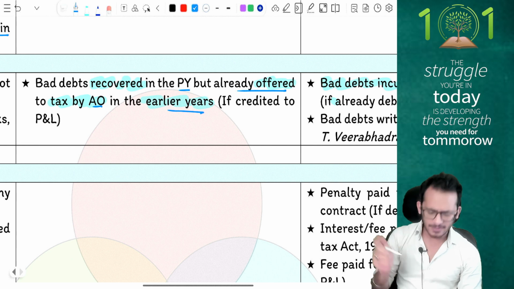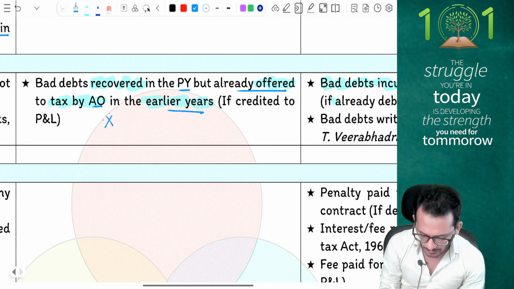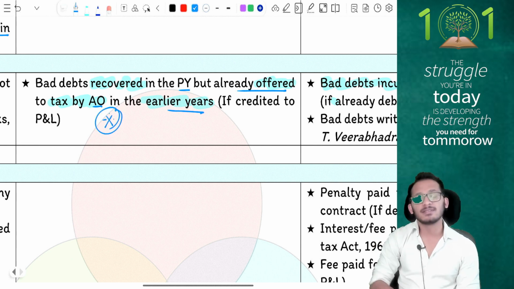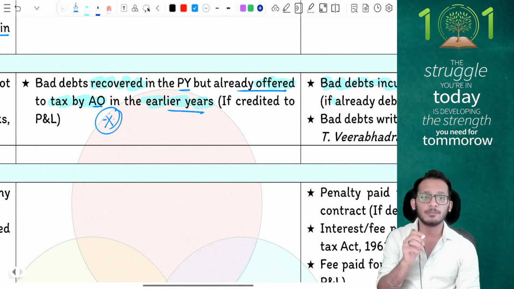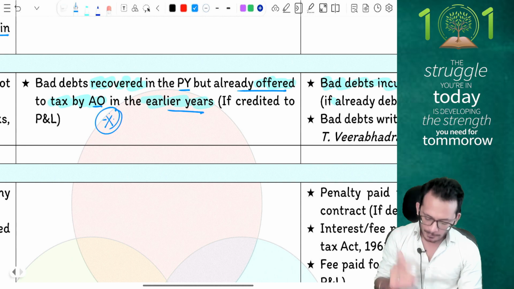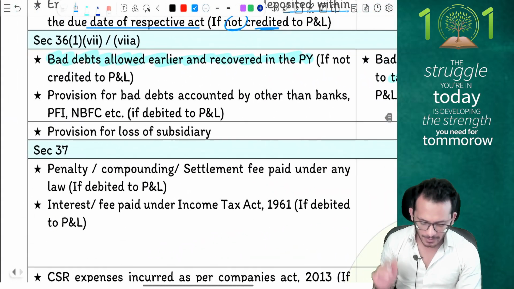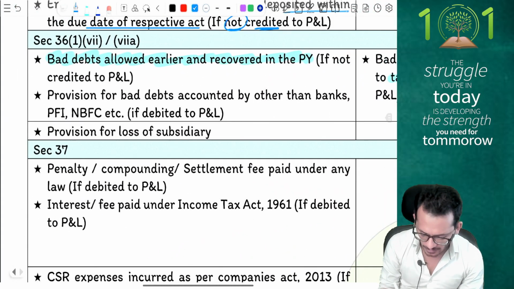Are we clear? Yes, please mark this one as very, very important as an adjustment, people. This is something which is tested both at inter and final level multiple times. Clear? Great.